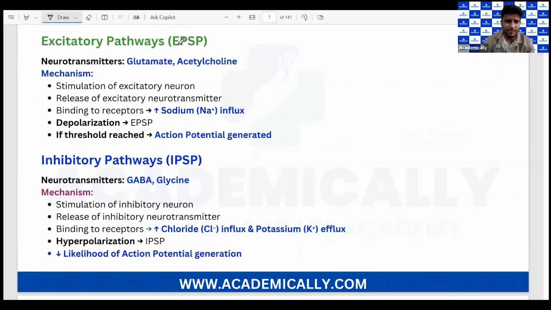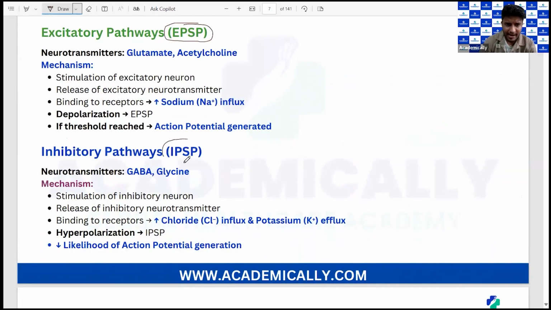Now, when I talk about EPSP, excitatory post-synaptic potential, and IPSP, inhibitory post-synaptic potential, these are the 2 major potentials that are responsible for the transmission. The neurotransmitters of excitatory EPSP are glutamate and acetylcholine, while the neurotransmitters of inhibitory IPSP are GABA and glycine, right? So you must know about this very well.